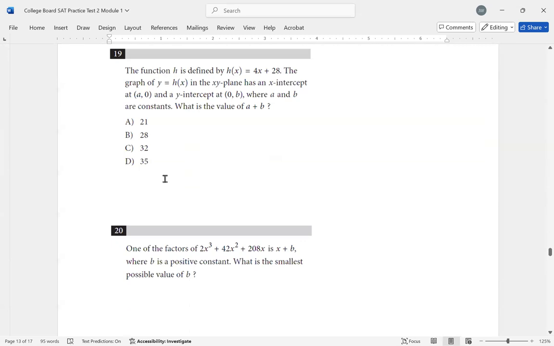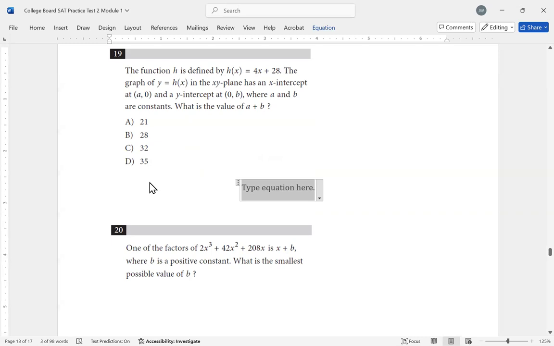Question 19 says the function h is defined by h of x is equal to 4x plus 28. The graph of y equals h of x in the xy plane has an x-intercept of a comma 0 and a y-intercept of 0 comma b, where a and b are constants. What's the value of a plus b?